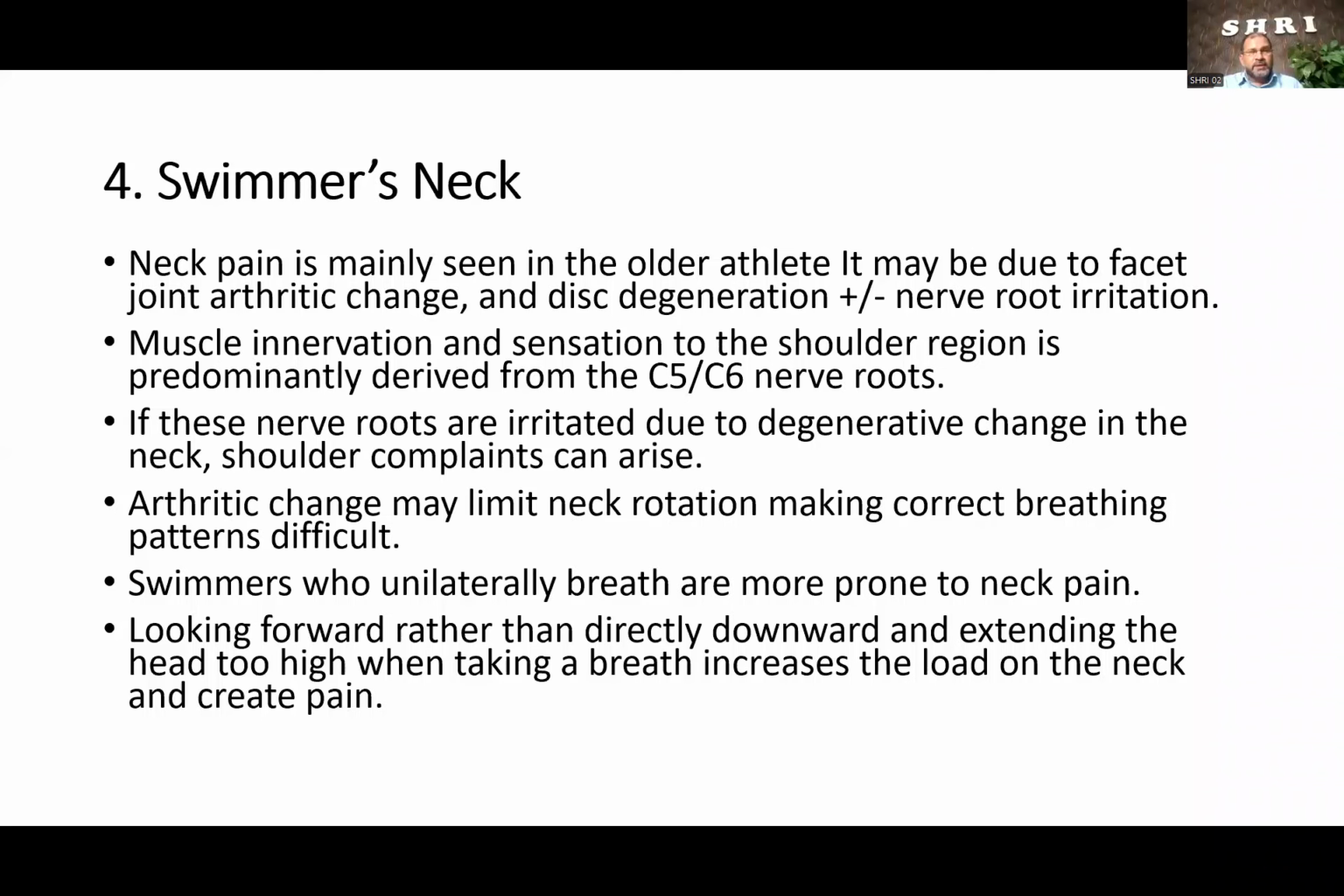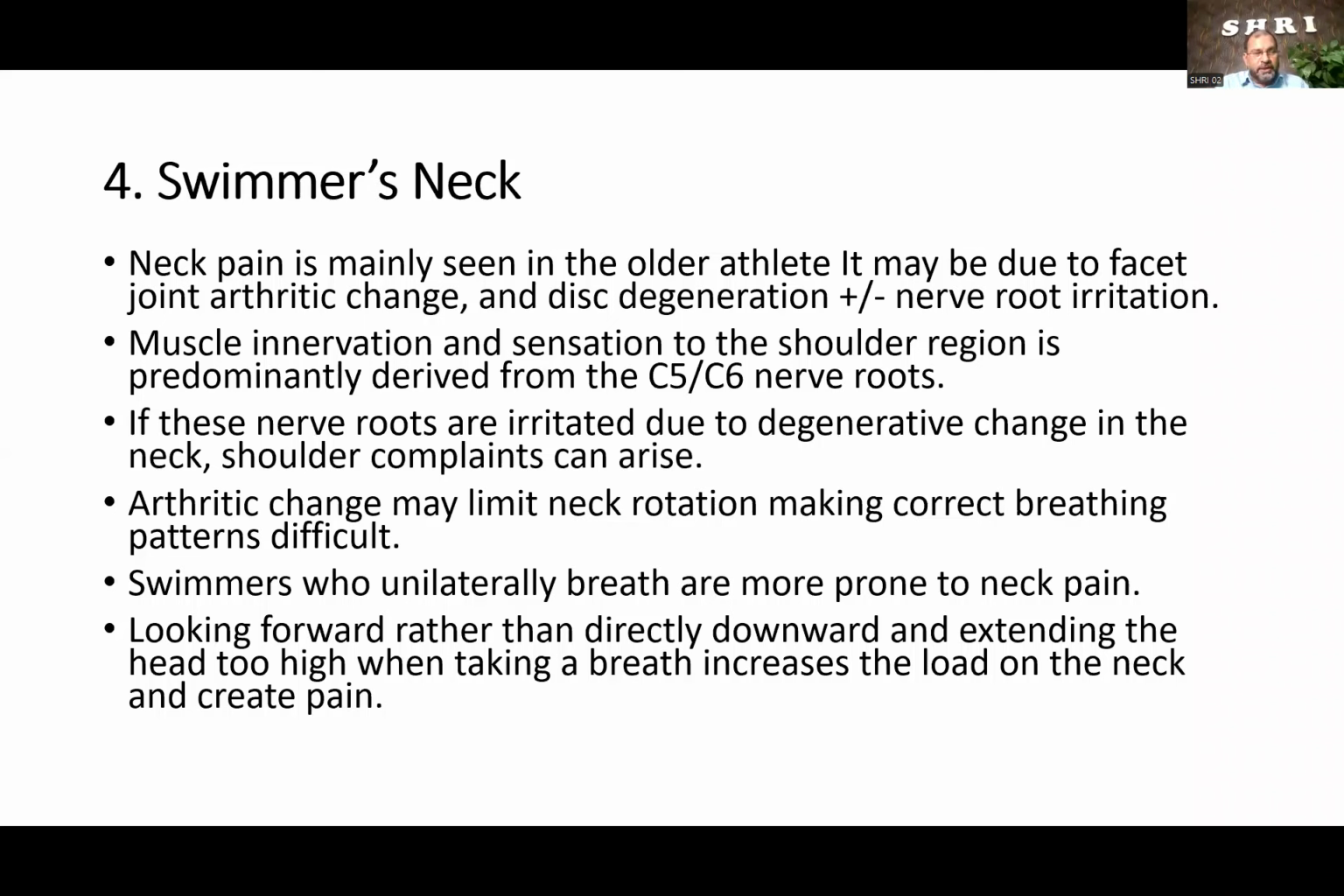degenerative changes in the X-ray, and we have to see whether they have any radiculopathies, and we have to address all of them. If the nerve roots are irritated due to degenerative changes in the neck, shoulder complaints can arise. So arthritic change may limit neck rotation and make correct breathing patterns difficult.